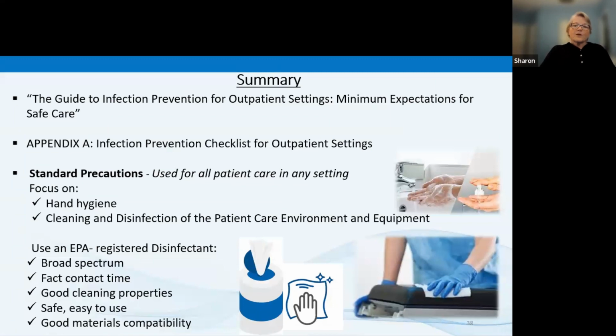So, according to the Centers for Disease Control and Prevention, all healthcare settings must make infection prevention a priority and must be equipped to observe standard precautions. I recommend the Guide to Infection Prevention for Outpatient Settings, Minimum Expectations for Safe Care. You could use that to help develop policies and procedures or just as a reference. Also, tailor that Appendix A, that's the checklist, to ensure your facility has appropriate infection prevention policies, procedures, and supplies in place to allow your healthcare providers to provide safe care.